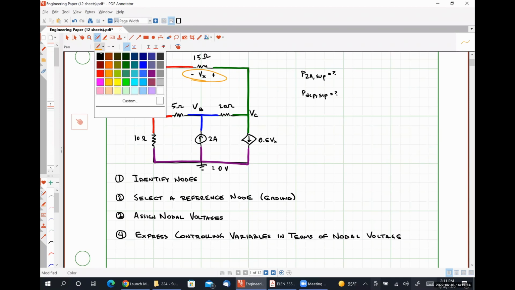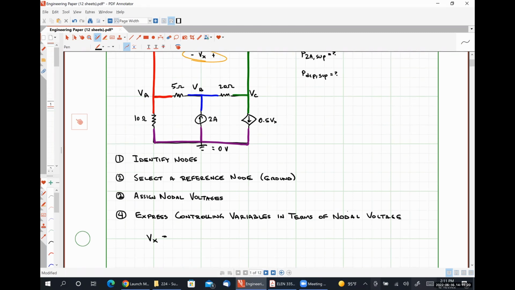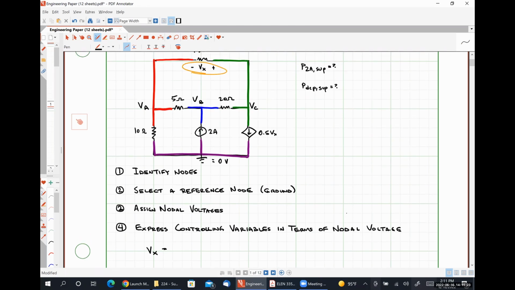So we are going to write an equation that simply says Vx is equal to the nodal voltage that's associated with the positive polarity terminal, which is Vc, minus the nodal voltage which is associated with the negative polarity terminal, which is Va. So we have an expression Vx is equal to Vc minus Va. This is our first equation in our system that we will be solving.